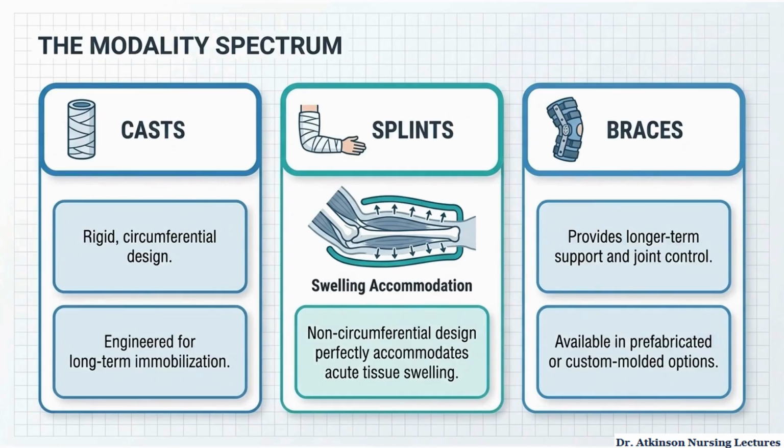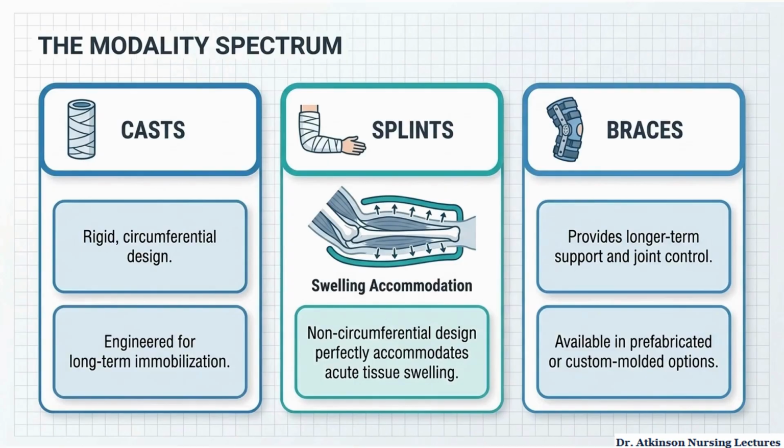Casts provide rigid circumferential support for long-term stabilization, while splints are non-circumferential and preferred during the acute swelling phase because they allow room for edema expansion. Braces provide adjustable support and controlled motion during recovery and rehabilitation. Choosing the wrong device at the wrong stage can create serious complications, especially placing a rigid cast on a rapidly swelling extremity.